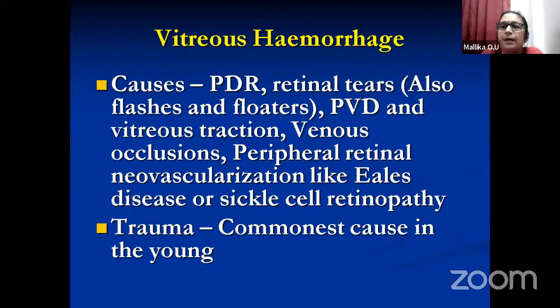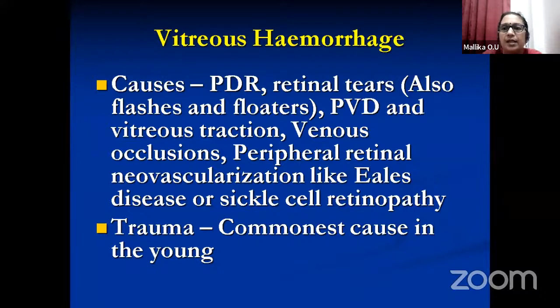visual acuity may be ranging from 6/9 to very poor visual acuity, and usually there will not be any relative afferent pupillary defect. If there is an underlying extensive retinal detachment, then only the patient will have a relative afferent pupillary defect. The causes include proliferative diabetic retinopathy, retinal tears.